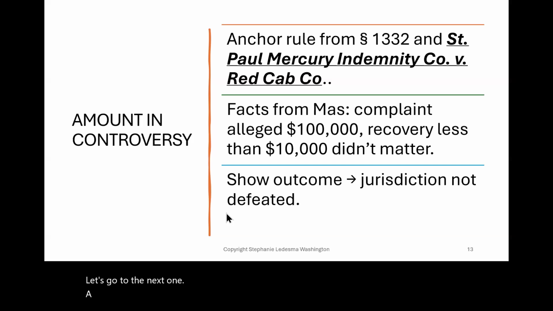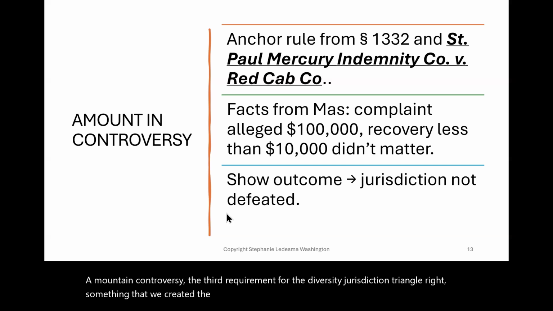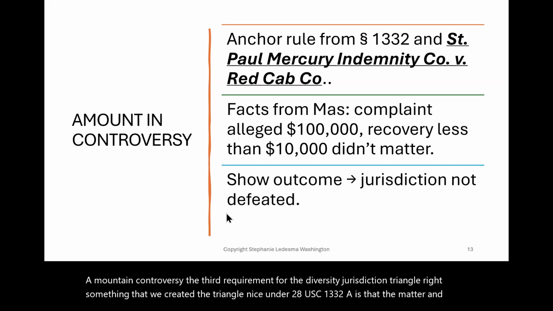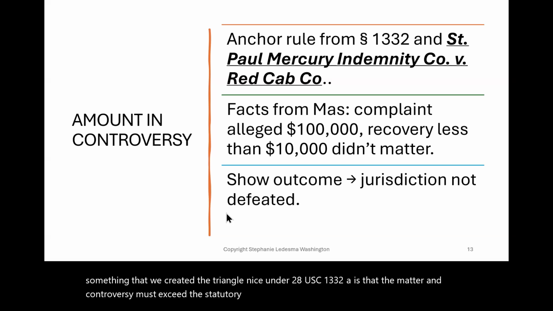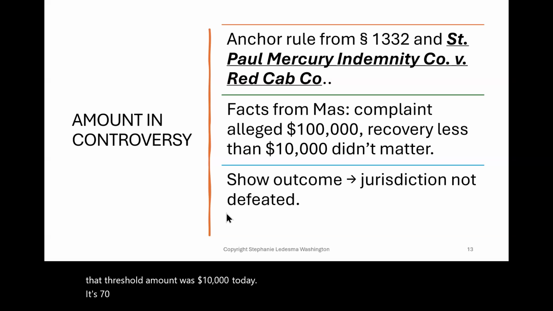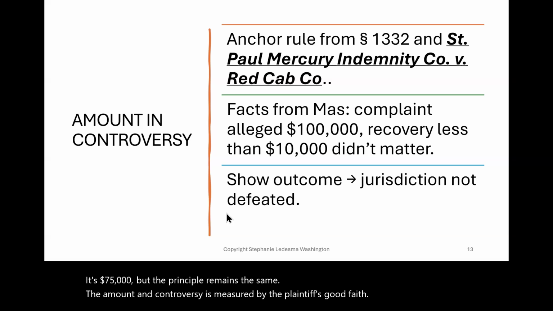Amount in controversy. The third requirement for the diversity jurisdiction triangle, right? Something that we created, the triangle, nice. Under 28 USC 1332(a), the matter in controversy must exceed the statutory minimum. Again, at the time of this lawsuit in 1974, that threshold amount was $10,000. Today, it's $75,000, but the principle remains the same. The amount in controversy is measured by the plaintiff's good faith allegation at the time of the filing. This is important.